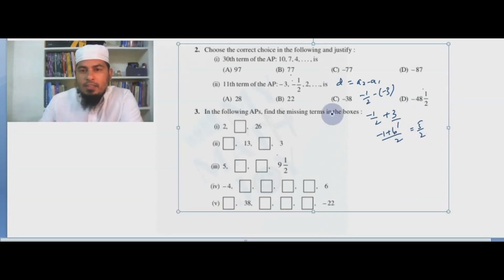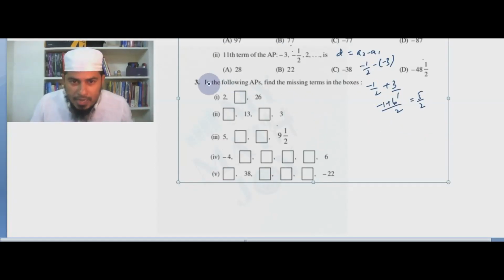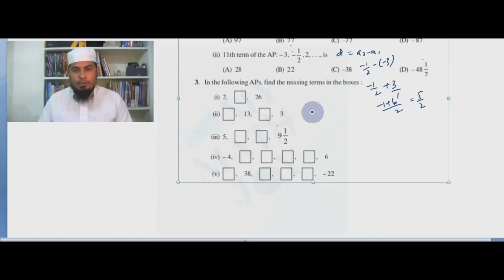So take the d value, a value, and the 11th term. So the 11th term is a plus 10d. The 13th term is a plus 29d. Well done. Second bit over. Let's go to the third bit. In the following APs, find the missing terms in the boxes. So I want to tell you, whenever some numbers are missing but some numbers are given, by using those we find the a value and d value. If we find a and d, whichever term he asks us to find, we can.